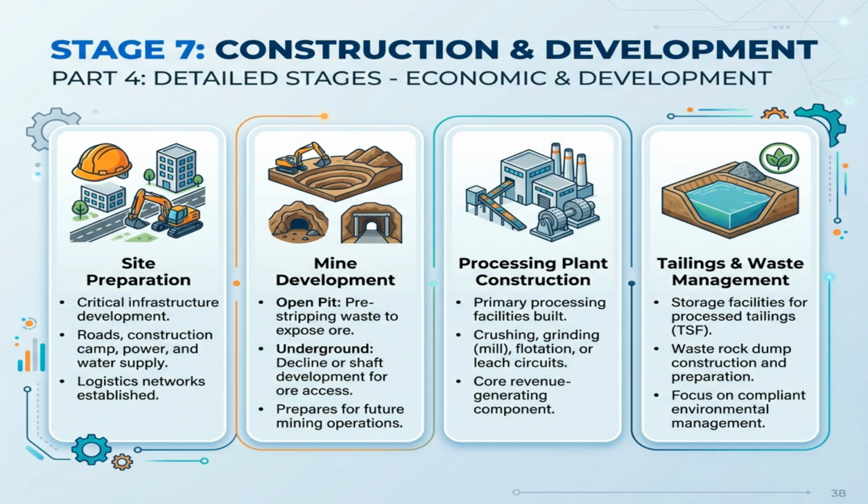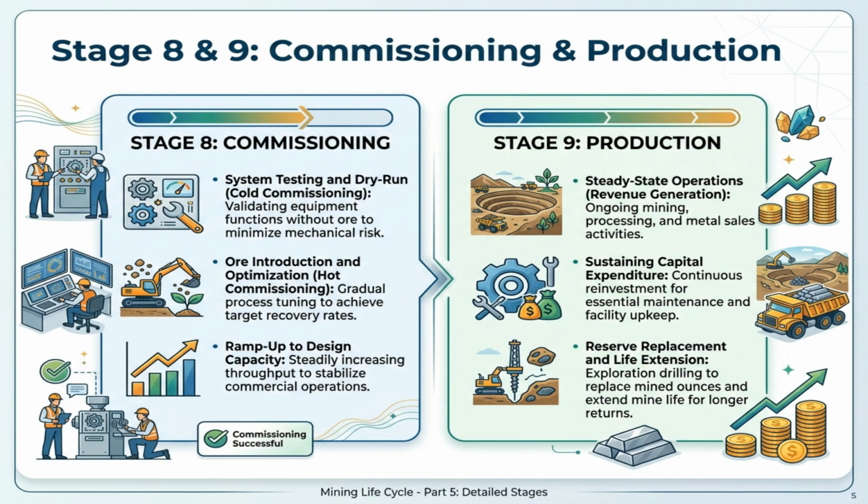This stage is less about discovery and more about disciplined execution, technical competence, and capital control. Stages 8 and 9 cover commissioning and production. Commissioning begins with dry run testing, followed by the introduction of ore and gradual optimization of the plant. The goal is to ramp up safely and efficiently to design capacity.